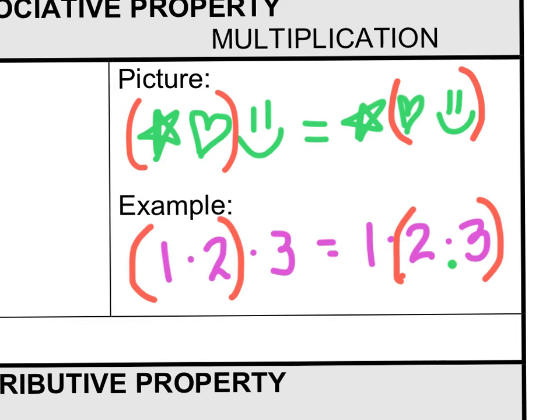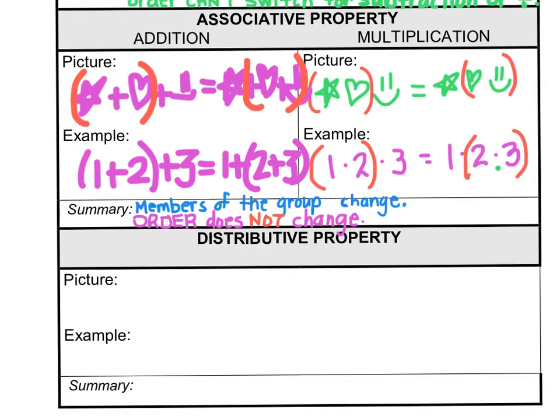Let's do a summary. In conclusion, in the associative property, members of the group change. The order does not change.